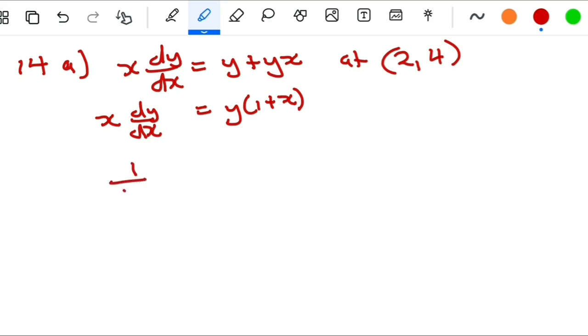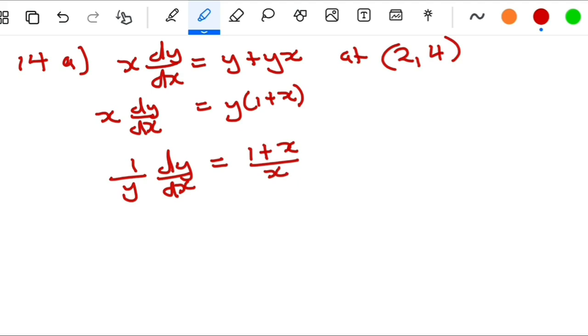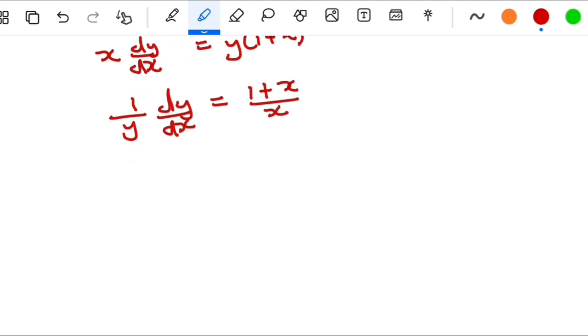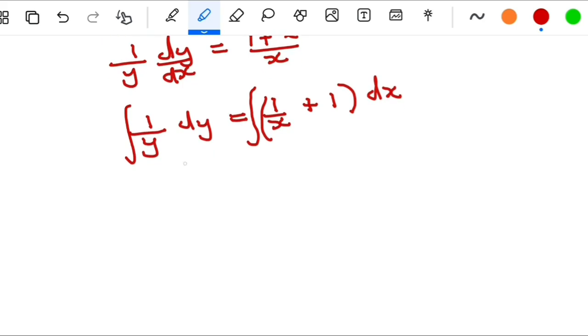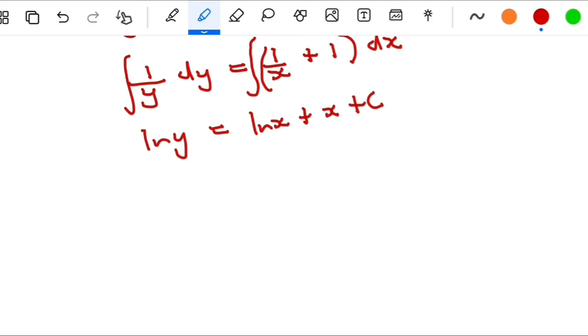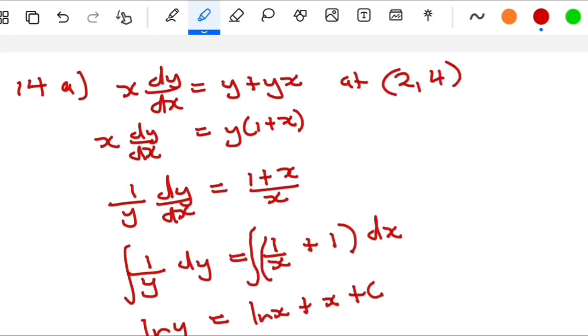Then I'm going to divide by both the x and y per side. So here I'm going to get what? 1 over y dy over dx equals 1 plus x over x. Okay, then now I'm going to take this dx to the other side and remain with 1 over y dy equals, I can simplify that one into 1 over x plus 1 times our dx. When you're at this stage, that's when you put your integral signs both sides and then integrate. Here you're going to get ln y equals ln x plus x plus c.